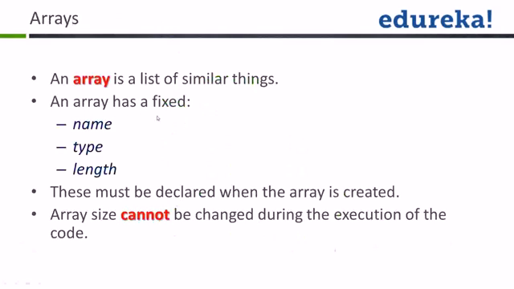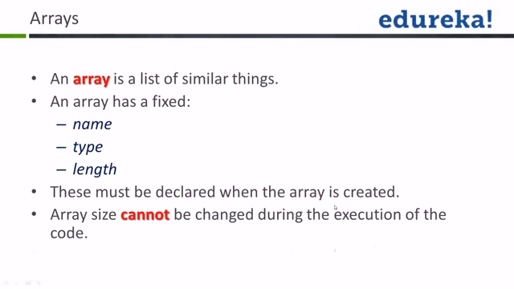Now an array has a fixed name, it has a fixed type, that means what kind of values will be stored in that array, and it has a fixed length, that means how many elements, how many values you will be storing in that particular array, so that will be the length. So you have to declare, you have to put all those values while declaring an array.